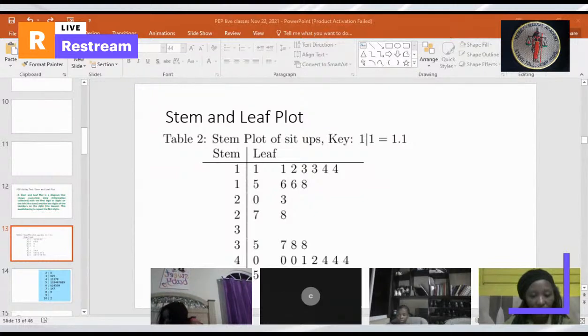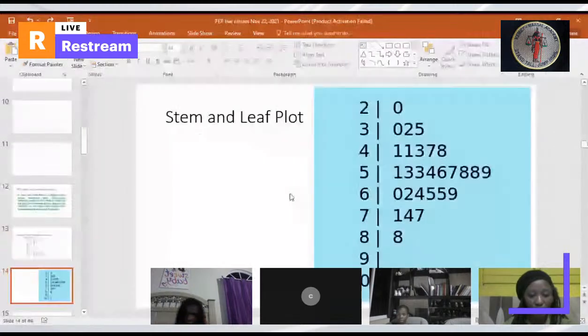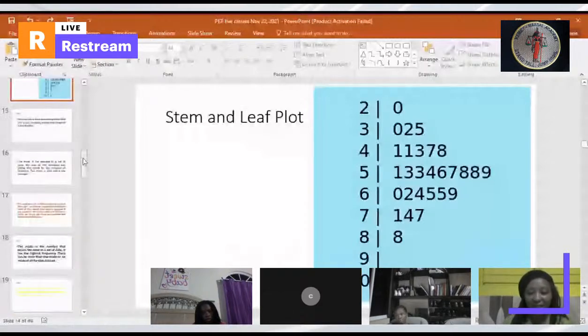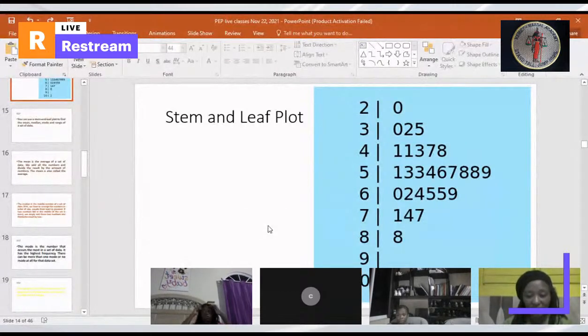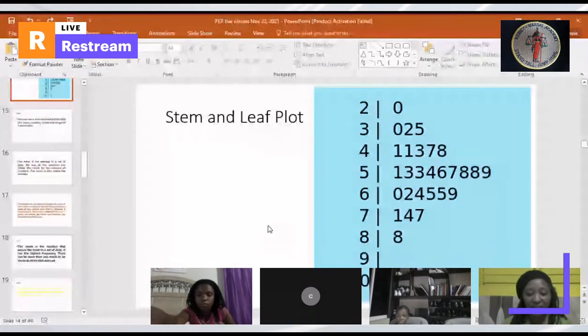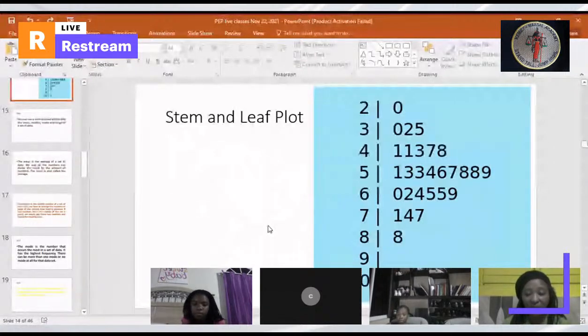Let me show you another example. And usually the key. All right, so looking at this one, for this stem and leaf, the stems start at 2, so there is no number in the single digit numbers. So we combine the 2 with the 0, so that's 20. So the first number is not 0, it's actually 20. We would combine it with the 2.